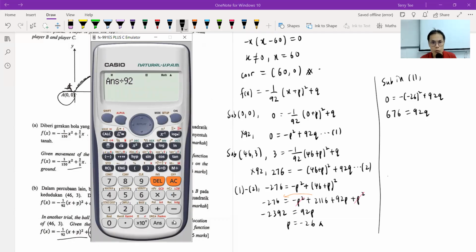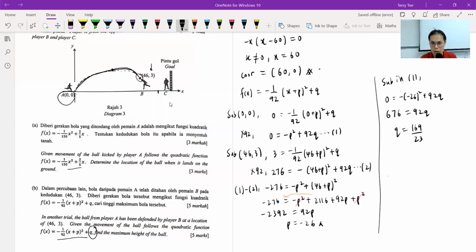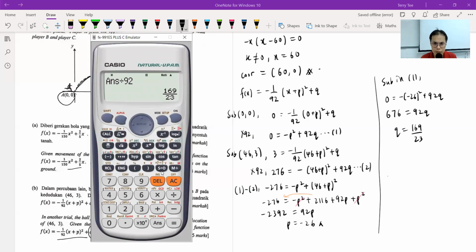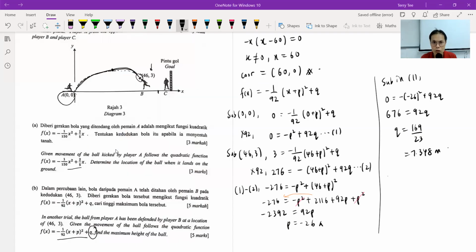Yep, when you divide by 92, whoop, very ugly number. 169 over 23. If I change this figure to decimal, it's 7.348. Now remember, Q is your vertex, right? We say that if you rewrite this equation in this form, negative 1 over 92, your p is negative 26, squared, q is 7.348, or you can write in fraction form. So this is your maximum.